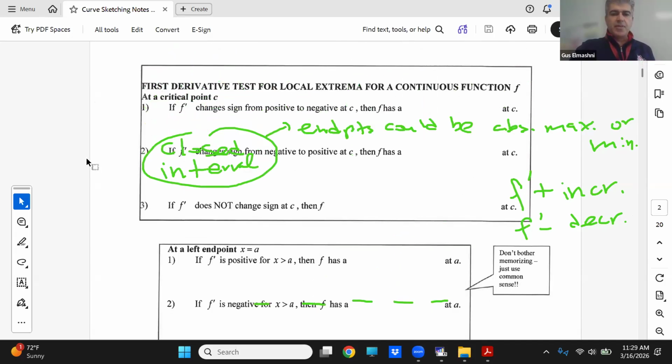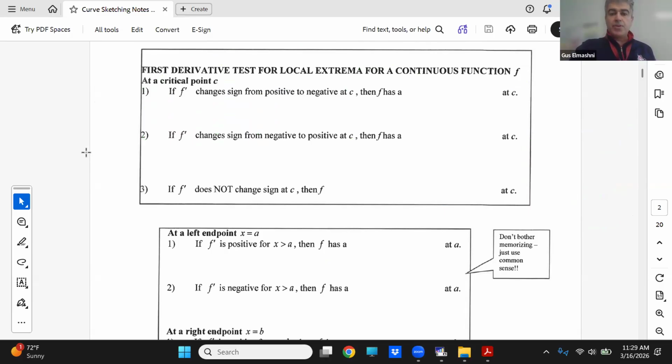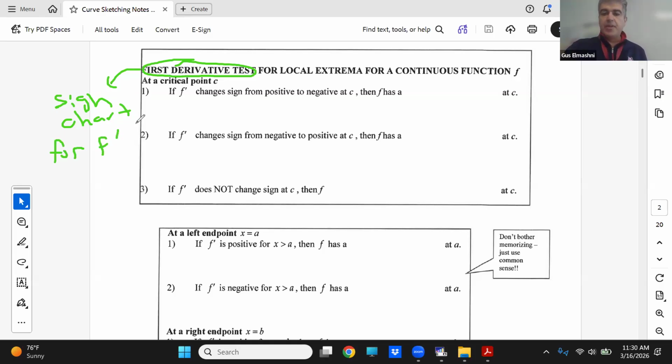Okay, so this is good. This is clearly what I want to talk about: the first derivative test. This is going to involve a sign chart. I told you when you're doing sign charts like crazy, that's exactly what's happening here. This is a sign chart for F prime. That's what you're going to do. So if F prime changed from positive to negative, it looks like this.